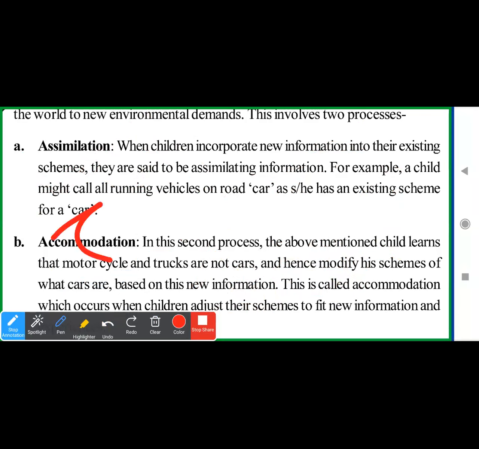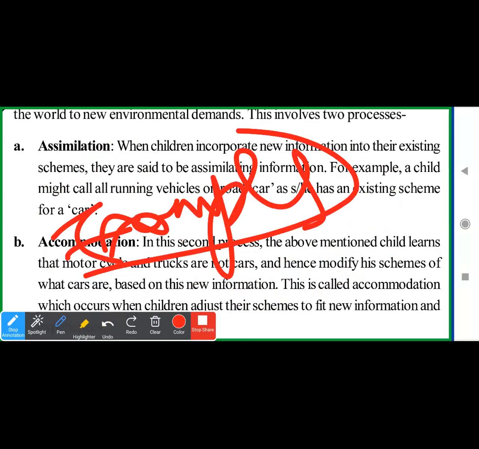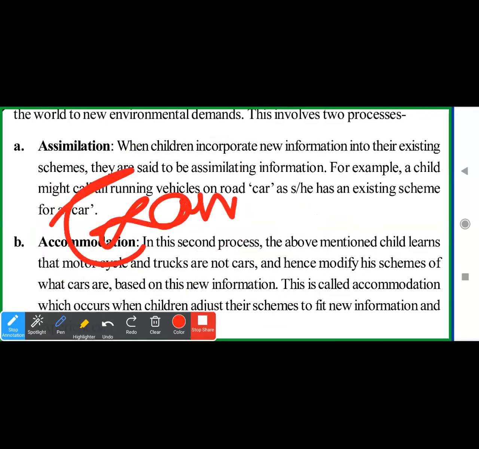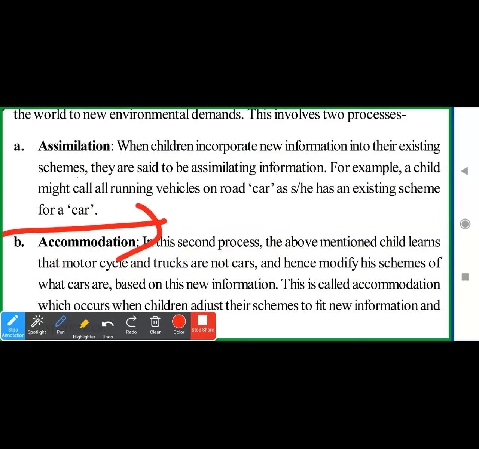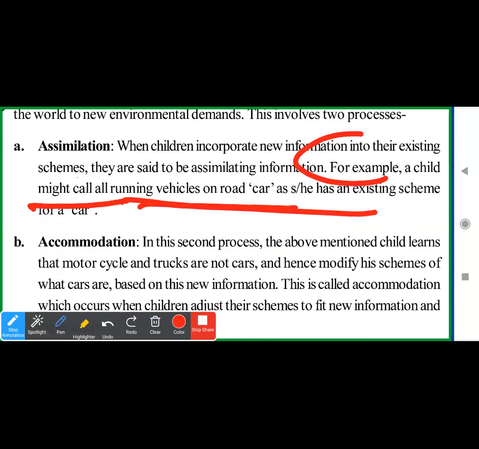Okay. Every time remember your examples. With the help of examples, the theory can become very, very easy. In the exam, aap theory bhool jaoge, but aap example nahi bhoologe. Jab aap example nahi bhoologe, you'll be able to write down answers very clearly. So, for example, a child might call all running vehicles on the road car, as he has an existing schema for a car. So what is happening over here? Hamare mind mein jo abhi schema hai wo sirf aur sirf car ke liye hai.